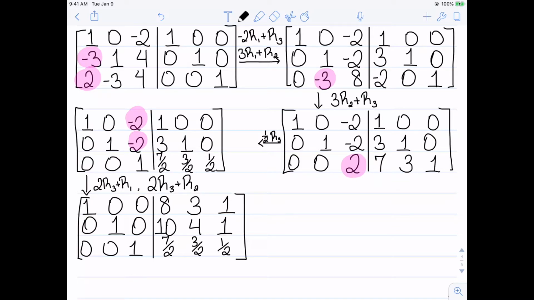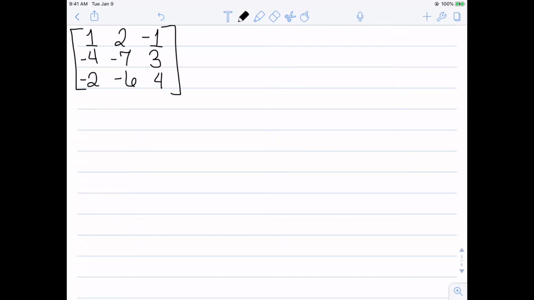So now I have the identity matrix on the left, and this matrix right here on the right is my A inverse, exactly what I needed. Let's try one more of these. Here I have my matrix, and I want to try to find the inverse. So I start by augmenting it with this on the left and the identity on the right.